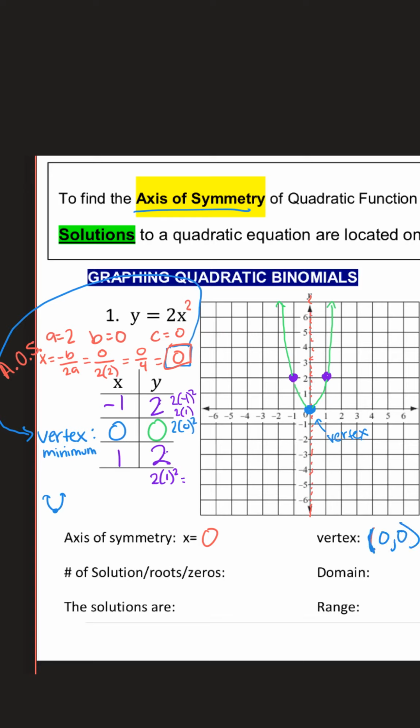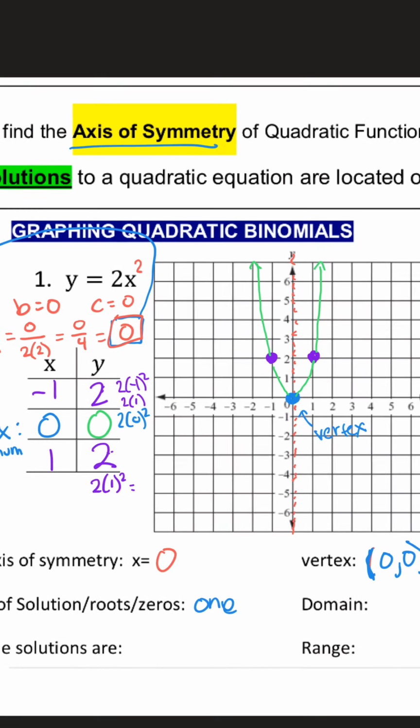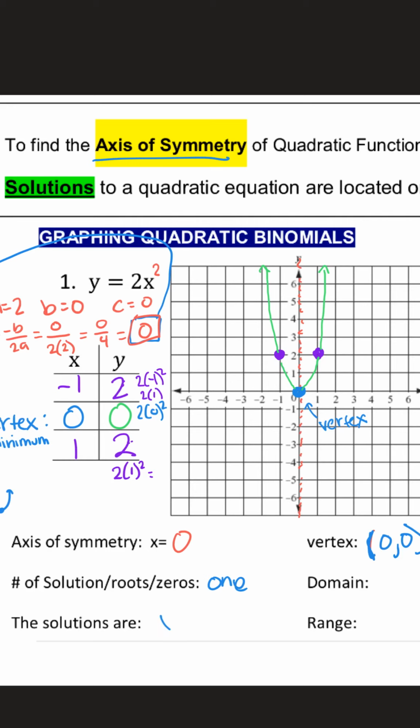So our solutions. So it says number of solutions, roots, or zeros. So the solution to a quadratic function is anywhere the parabola touches the x-axis. So it's just saying how many times does it touch the x-axis? It touches 1 time, so there's 1. And then it says the solutions are. So it's wherever the parabola touches the x-axis, and it touched at x equals 0. So x equals 0 is our solution.